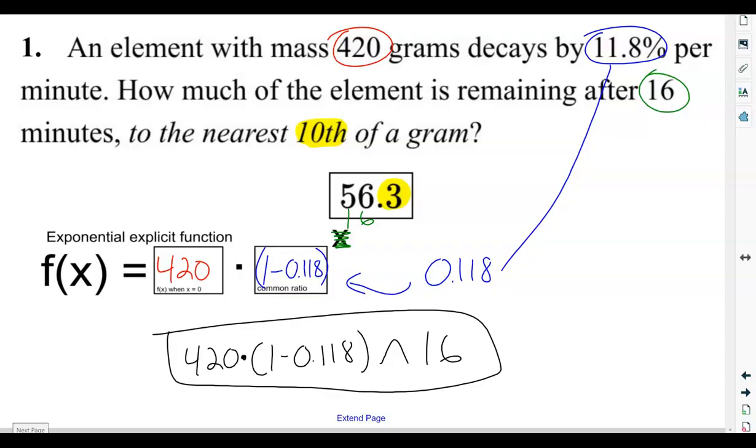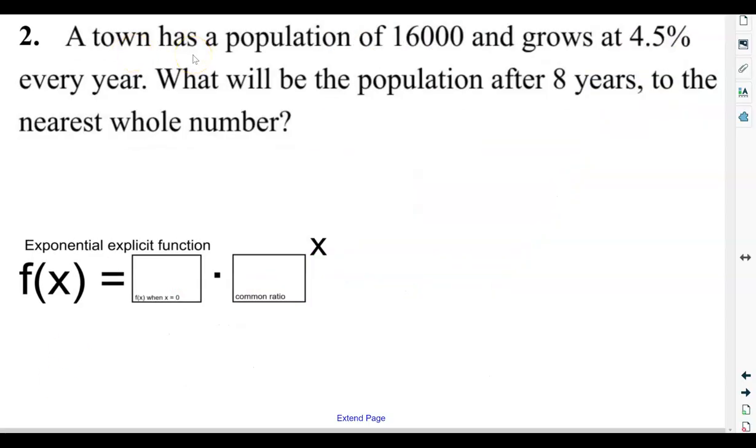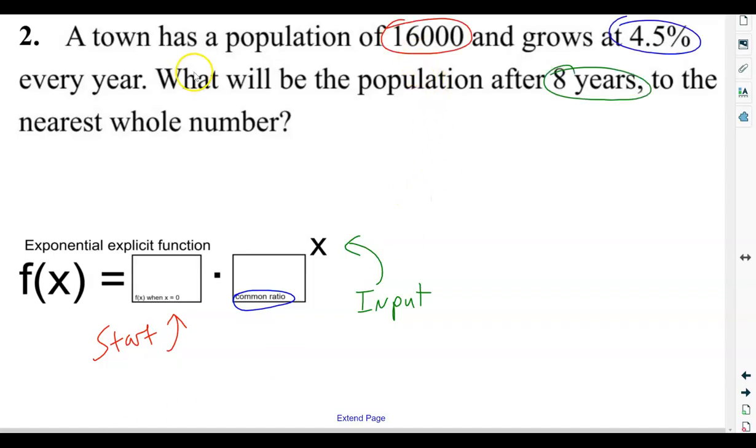Alright, let's take a look at another one. The town has a population of 16,000 and grows at 4.5% every year. What would be the population after 8 years to the nearest whole number? Same thing here. We've got the start, the common ratio, and the input. Those are the things that we need. Look and see if you can figure out what they are. Okay, so the start is going to be 16,000, the population. It grows at 4.5%. We're going to convert that to a common ratio. And the input, we want to know what it's going to be at 8 years.